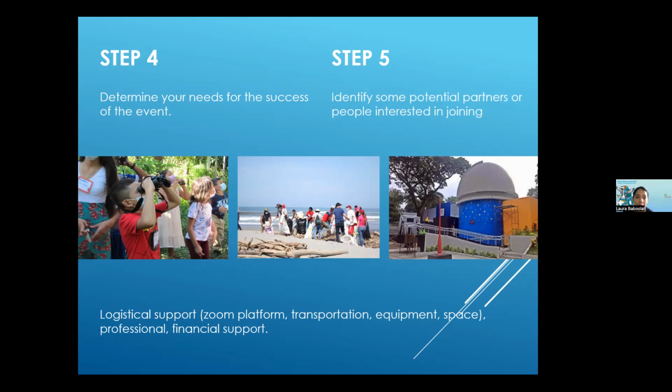And also in determining your needs for the success of your event, maybe if you want to have it online, you ensure that you have access to Zoom. Maybe in some instances, people may not be able to get to the area that you're at. So maybe if you're able, you could do transportation, equipment like binoculars if you're going bird watching, and that sort of thing.